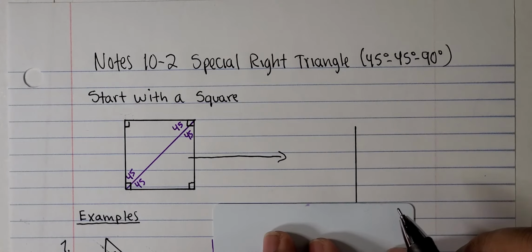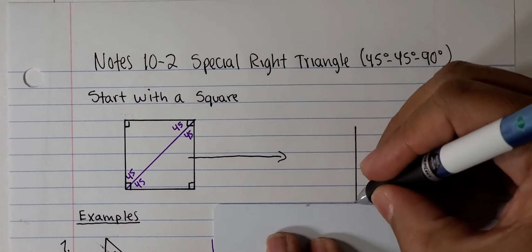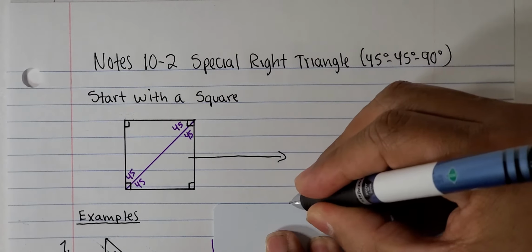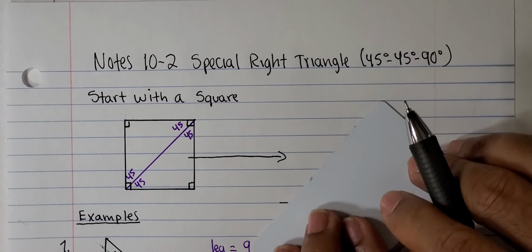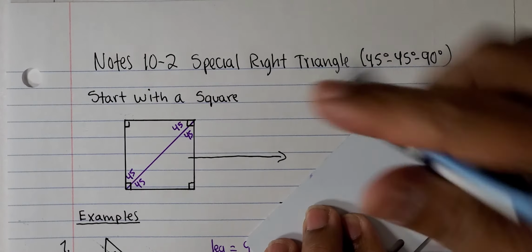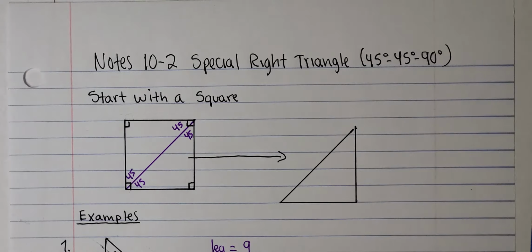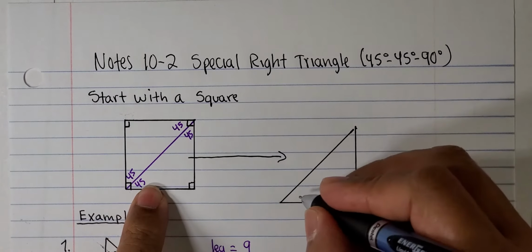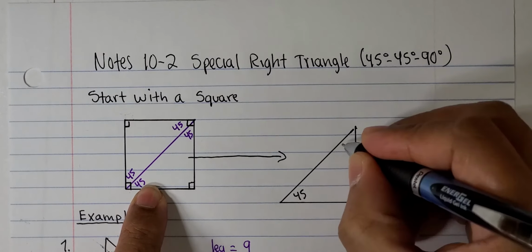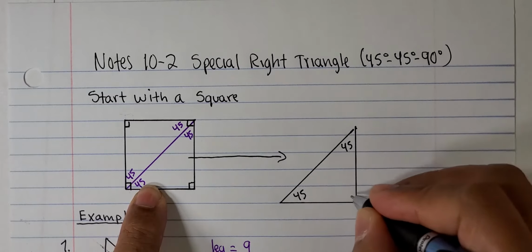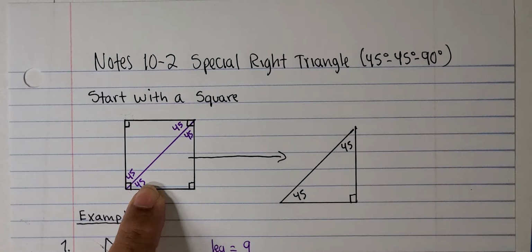And this is not drawn to scale, okay? I'm just trying to give you a visual here. All right, so then I'm taking this triangle here. So this angle is 45 degrees. This one is 45 degrees. And this one here is the right angle.